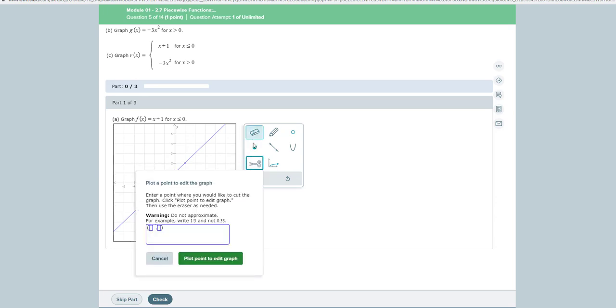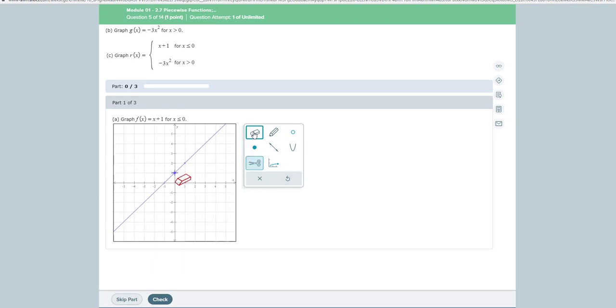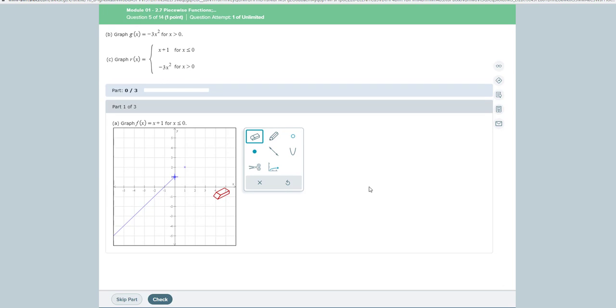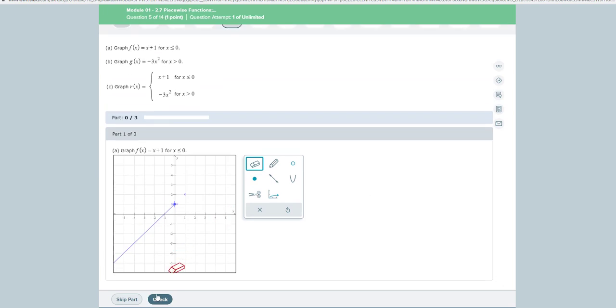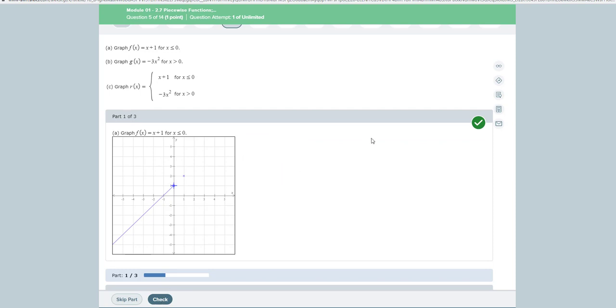Oh, we need to use the eraser. I didn't finish reading that. Then use the eraser. So here's the eraser. I clicked on that. And I want to keep everything on the left. You can kind of see it highlights which section I'm going to erase. And I want to erase this right side because that's where my x's are bigger than 0. So that's the portion of the line I need to keep. Let's check it, see that we're right. Yay, we got a little check mark. Yay.